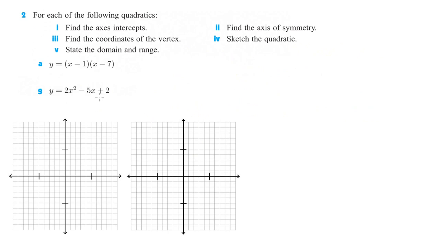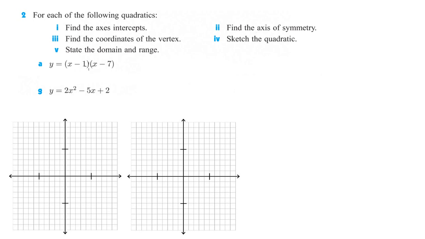Number 2, for each of the following quadratics, find the axes intercepts, coordinates of the vertex, axis of symmetry, sketch it, and state the domain and range. Okay, so it looks like a lot, but it'll all kind of work together here.